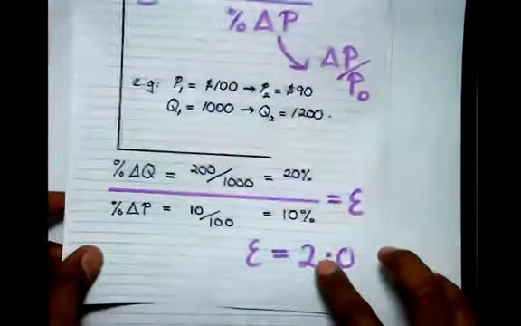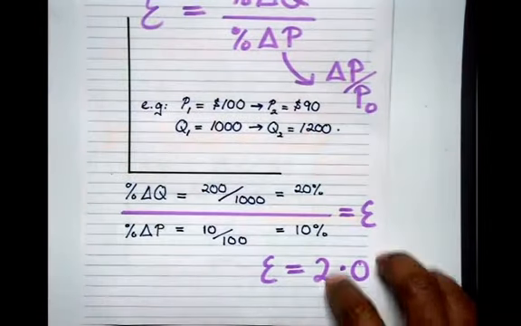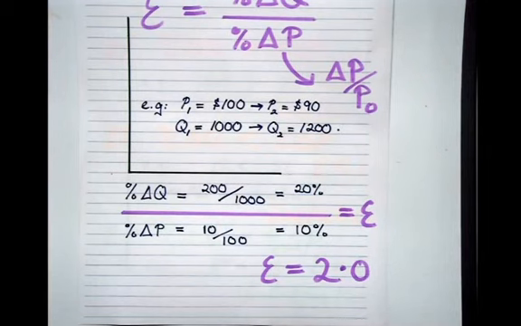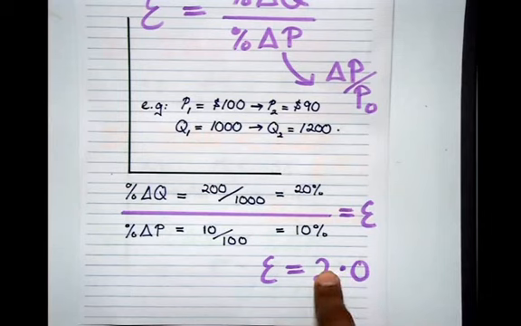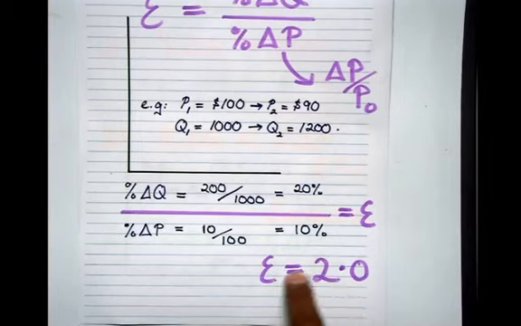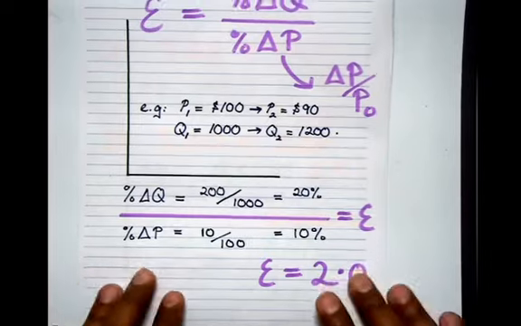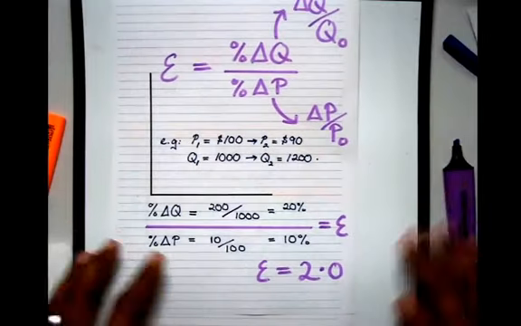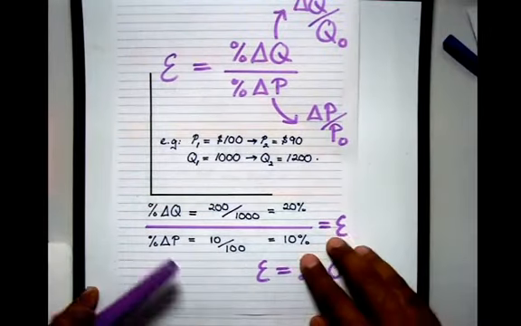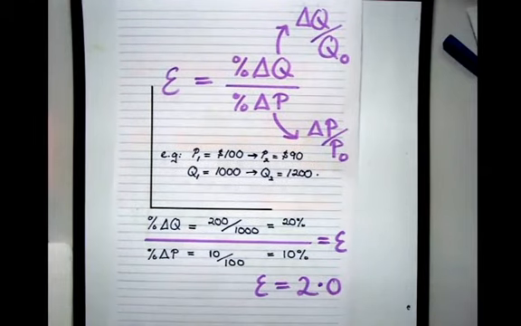What does the 2 mean here? Is the product elastic or inelastic? Is 2 more than 1 or less than 1? 2 is elastic because the number is more than 1. Yeah? So if you could add, therefore the product is elastic. It is sensitive to the price. We've only had a 10% change in price, but we've had a 20% change in quantity. The product is elastic. Is that okay?